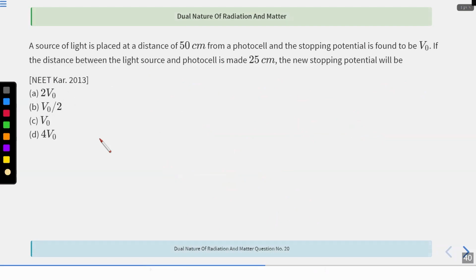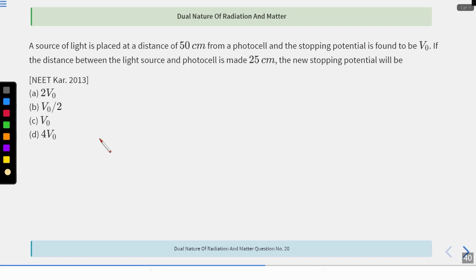A source of light is placed at a distance of 50 centimeter from a photocell, and the stopping potential is found to be V naught. If the distance between the light source and the photocell is made 25 centimeter, the new stopping potential will be what? Okay, so we know that the stopping potential is independent of distance. We have learned it yesterday that the stopping potential directly depends on the frequency and not the distance, right?